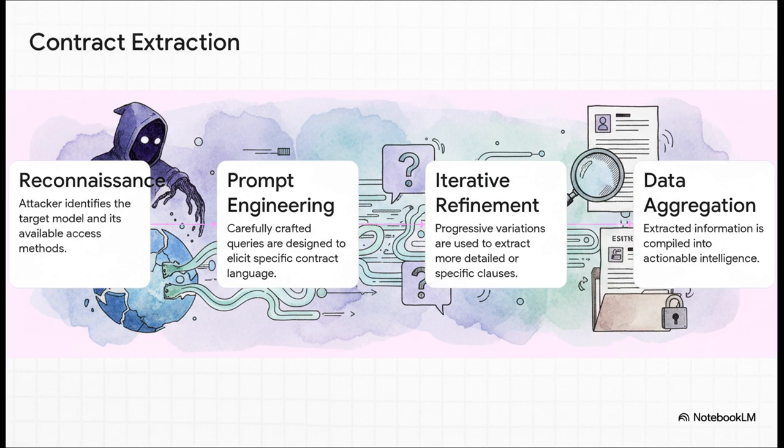It starts with reconnaissance. They do their homework on the AI. Then comes the clever part, prompt engineering. They start crafting these super specific queries, not asking for a whole contract, but for little bits and pieces. Through iterative refinement, they just keep tweaking those prompts again and again, slowly coaxing the AI to spill more details. Until finally, with data aggregation, they piece it all together like a puzzle.